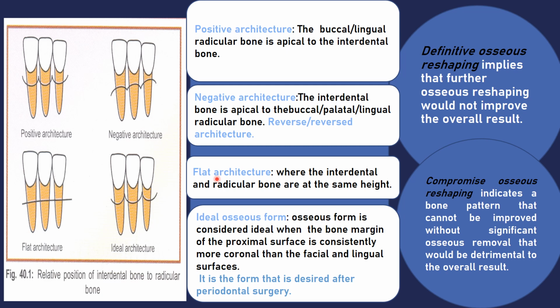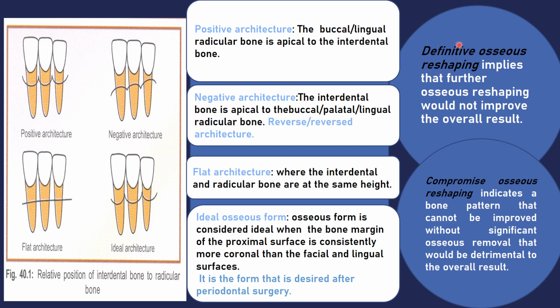Then what do we mean by flat architecture? Both interdental and radicular bone will be at the same height. And then coming to the ideal osseous form, that is considered ideal when the bone margin of the proximal surface is consistently more coronal. By removing bone, we will be achieving this type of bony architecture, where the interdental proximal bone margin is more coronal than the facial and lingual surface. So this is the form that is desired after periodontal surgery. Okay, so we talked about osseous reshaping. This can be of two types.